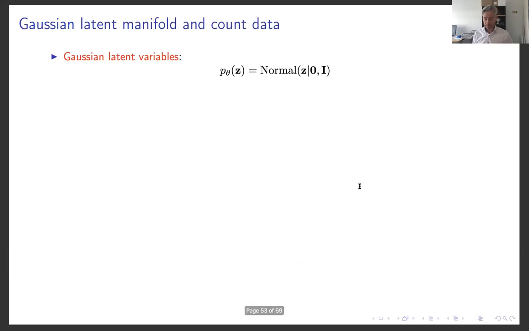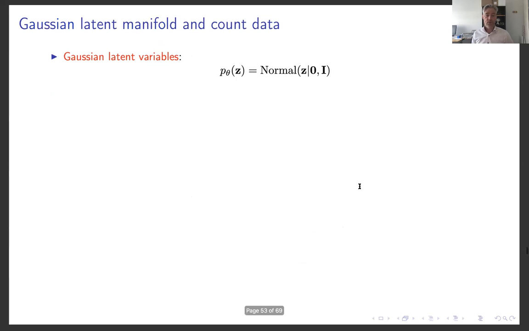Single cell RNA data, as I described in the beginning, is data that is sparse, and it's count data. So we should try to make our latent variable model work under these conditions. Yes, but before we do that, let's first define the prior distribution.